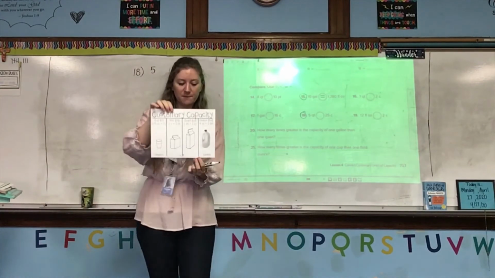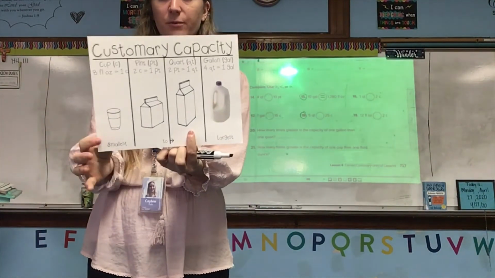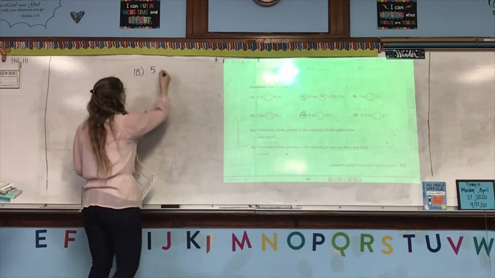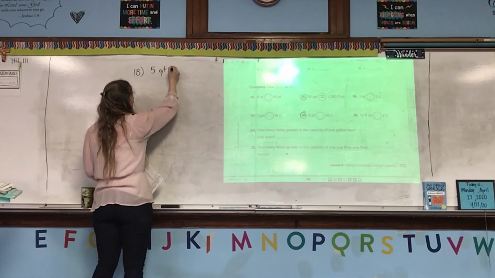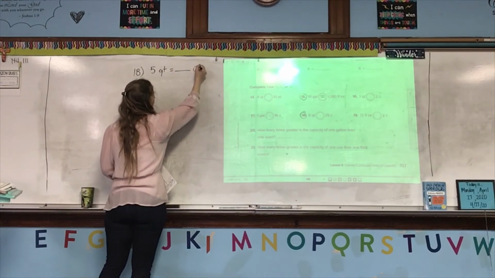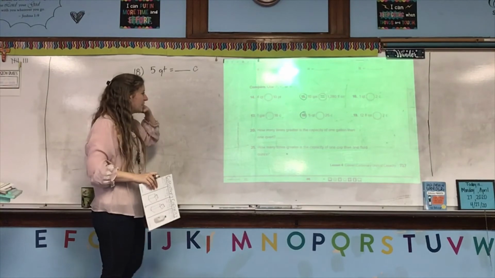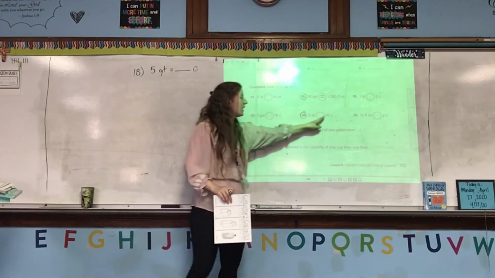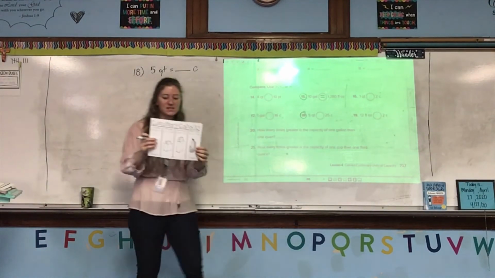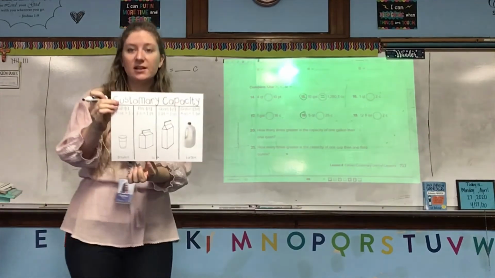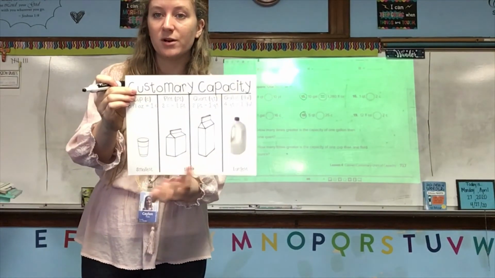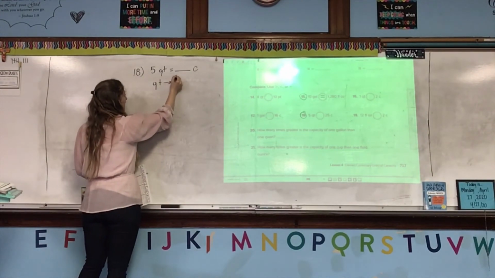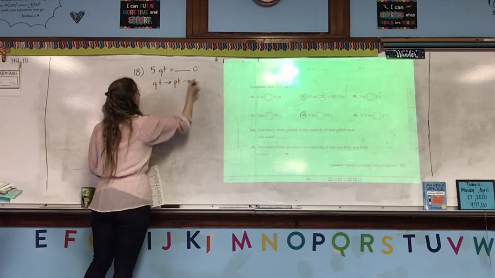Well, if we look at our chart, we see that quarts are to the right of cups, so that means they are bigger. So what we're going to do is take our 5 quarts and figure out how many cups are in 5 quarts, and then we'll see if the number of cups in 5 quarts is greater than, less than, or equal to 25 cups. We also see in our chart that we have pints between quarts and cups. So that means we have to go from quarts to pints to cups.